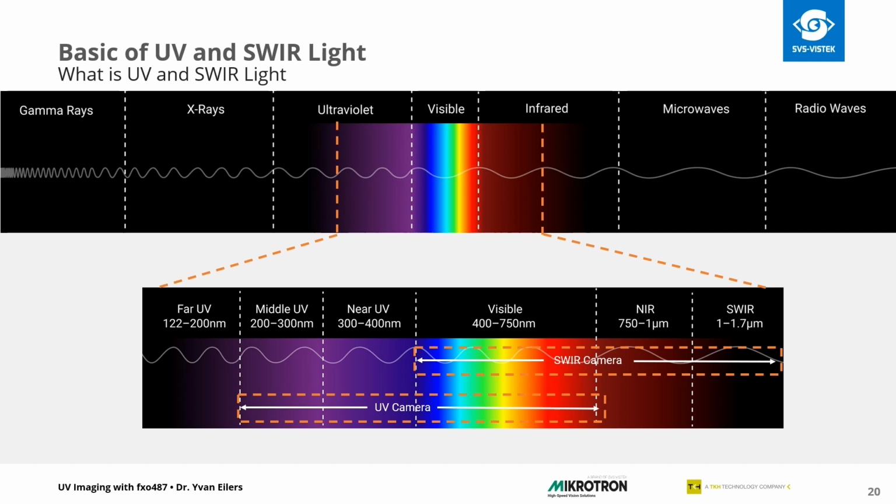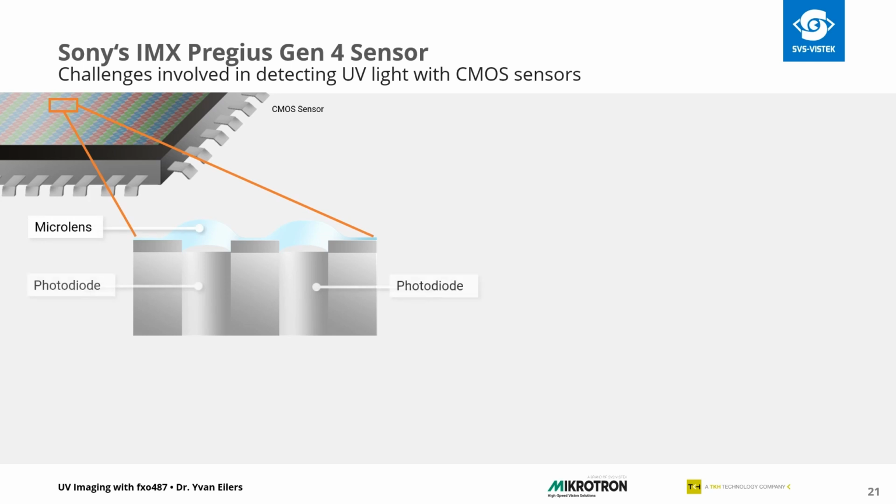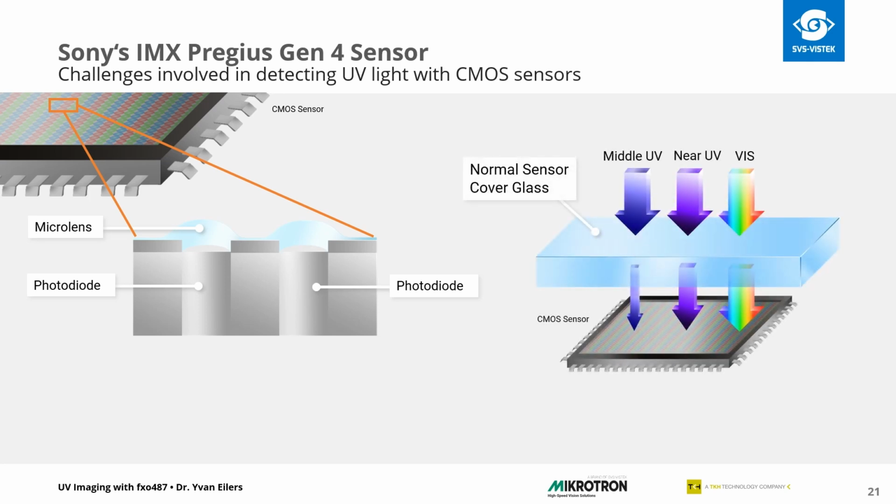In the visible range, light is very often detected by CMOS sensors. Here you see a side view of a classical CMOS sensor, which consists of photodiodes, microlenses, and in most cases a cover glass. There are some aspects that make classical CMOS sensors ineffective at detecting UV light. The photodiodes and the microlenses are usually not optimized for UV light, and the microlenses might even be damaged due to the higher photon energy in the UV light range. Another problem is that a normal sensor cover glass absorbs light under 400 nanometer.